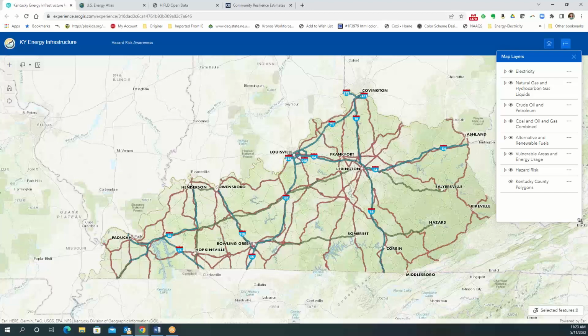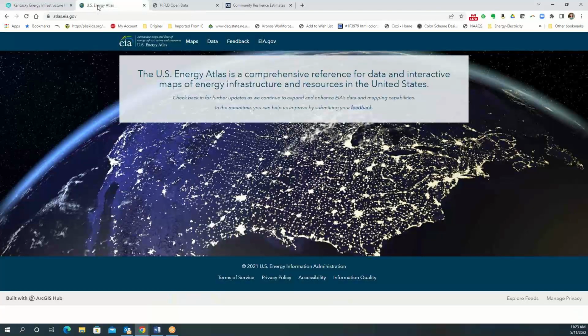Our energy infrastructure data is pulled from two primary sources. One is the U.S. Energy Atlas from the Energy Information Administration. And for those of you with GIS experience, or who have staff with GIS experience or contractors you're using for GIS, EIA provides Energy Atlas data in formats that enable state energy offices to develop their own state-specific energy infrastructure maps without looking at the entire United States.